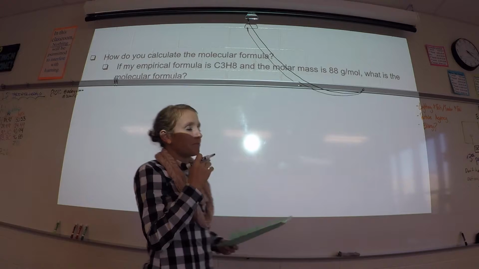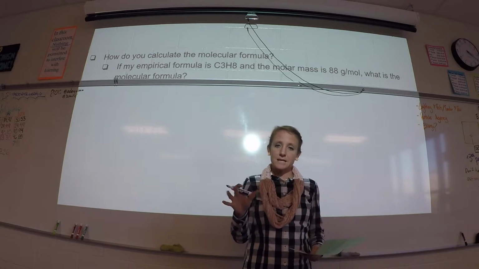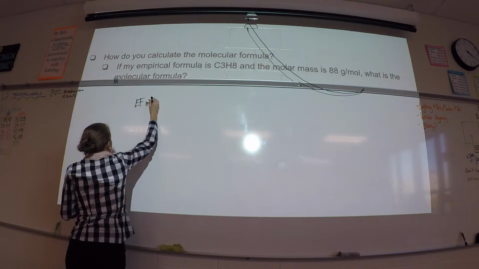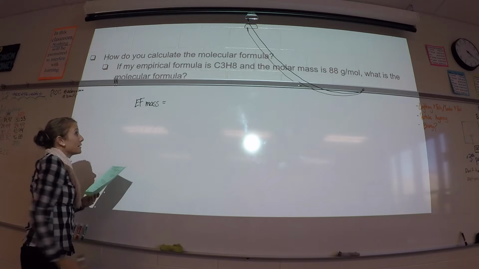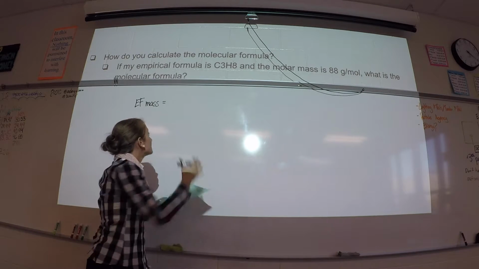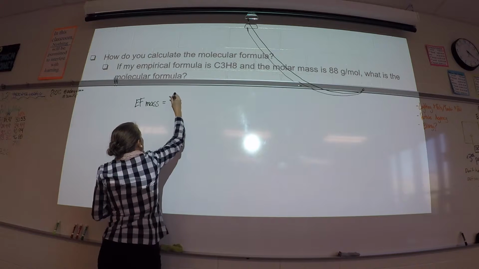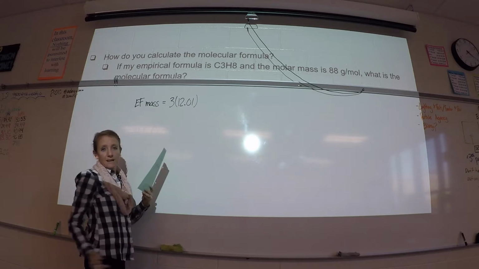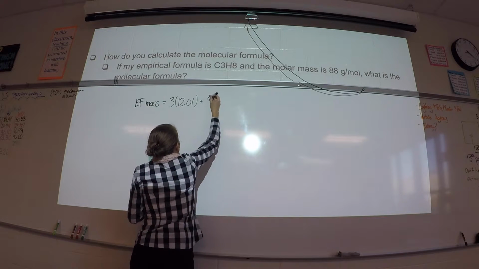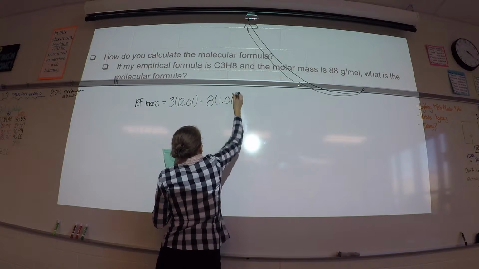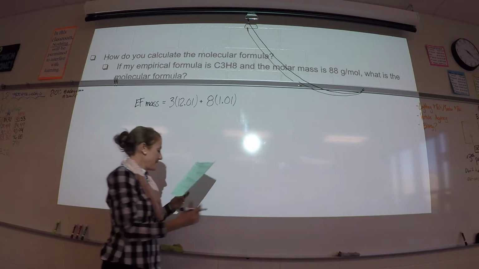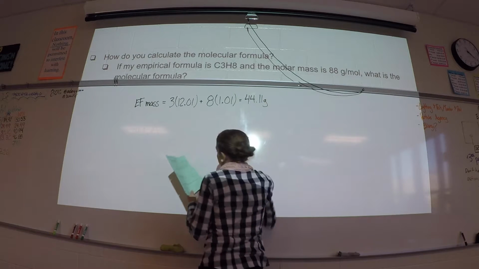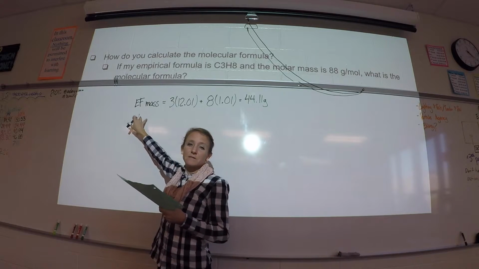Okay, so our process here of finding a molecular formula is the first thing we have to find is you have to find the empirical formula's mass. Carbon has a mass of 12.01. That comes from the periodic table. Then we have 8 hydrogens. Each of those has a mass of 1.01. Times it by 8. So total is 44.11 grams. Okay? Find the mass of the empirical.